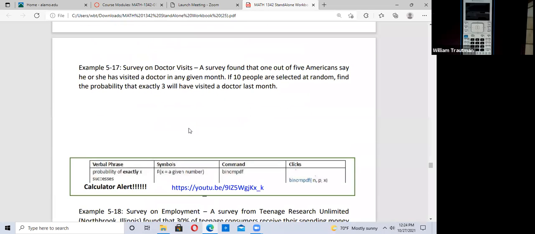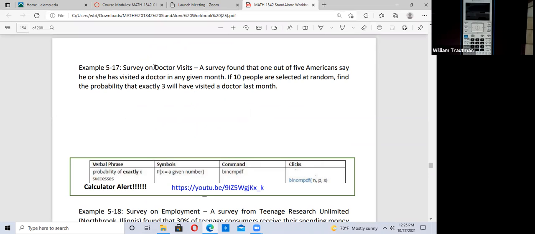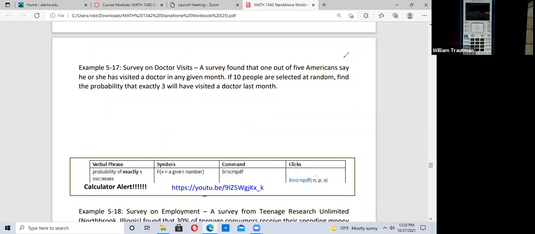So here is example 5.17, survey of a doctor's visit. A survey found out that 1 out of 5 Americans say he or she has visited a doctor in a given month. So 1 out of 5, that's a fraction. This is the probability. You can write a probability as a fraction. So 1 out of 5 Americans visit a doctor any given month.